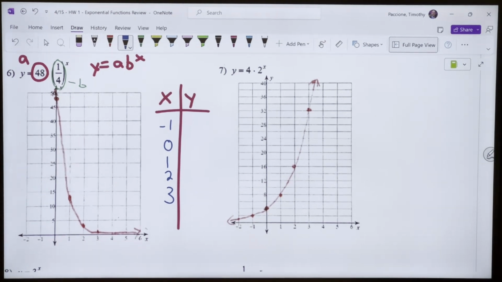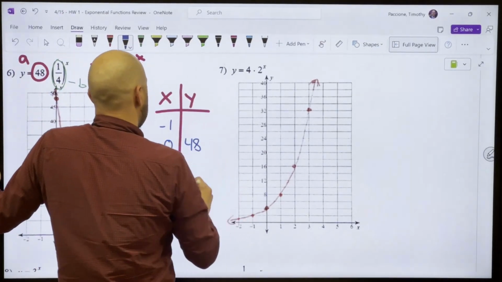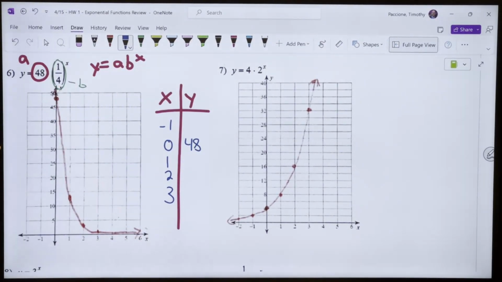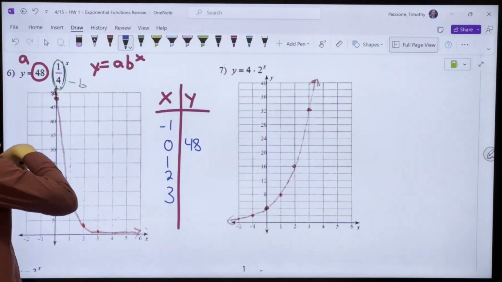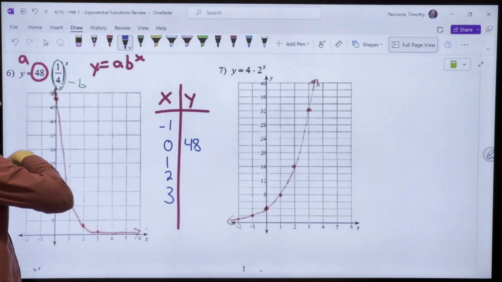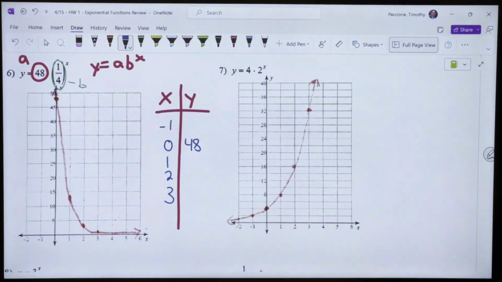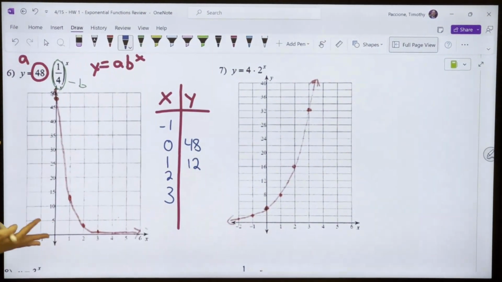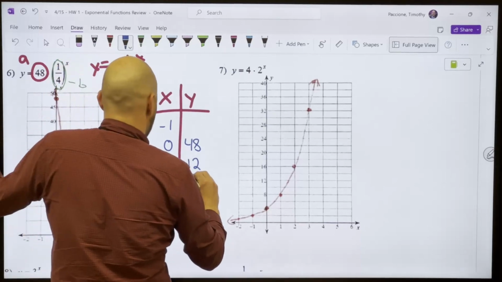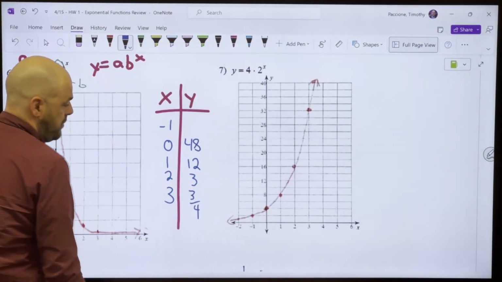What am I going to start with? 0, because I know the value there. It's 48. I multiply from there. What happens when I multiply 48 by my multiplier 1/4? It's like dividing by 4, right? So that's 12. And then I multiply that by 1/4, which is like dividing by 4, so that's 3. And then I do it again, I get 3 over 4, or 0.75.